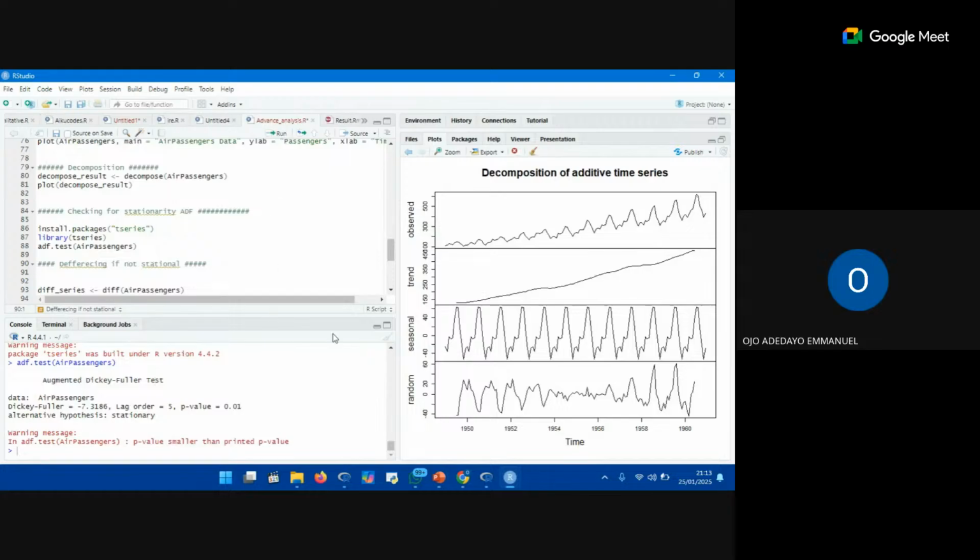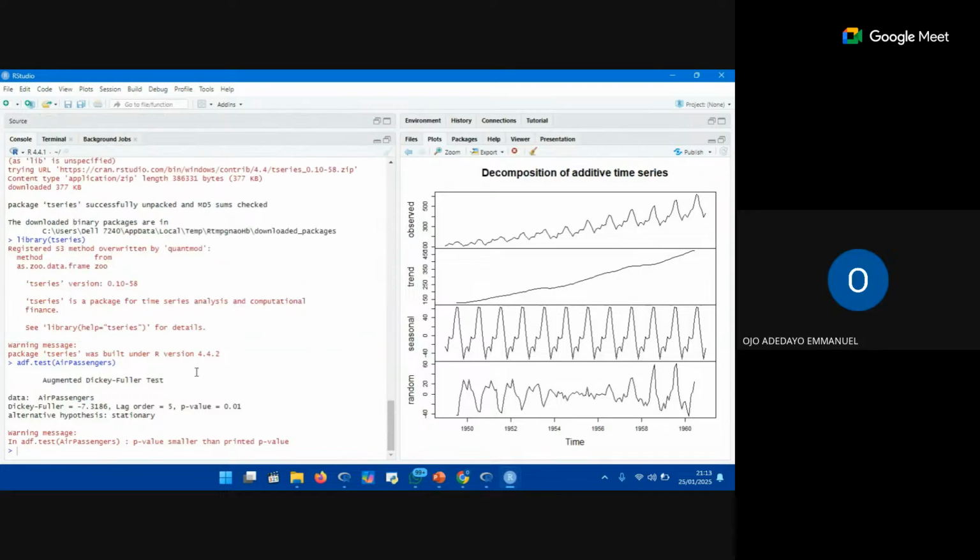If you look at the result here, let me expand this so that we can see. We have the value for the augmented Dickey-Fuller. The p-value is 0.01. How do we read this? Now, in augmented Dickey-Fuller, the null hypothesis is that the data is not stationary. The alternative hypothesis is that the data is stationary.